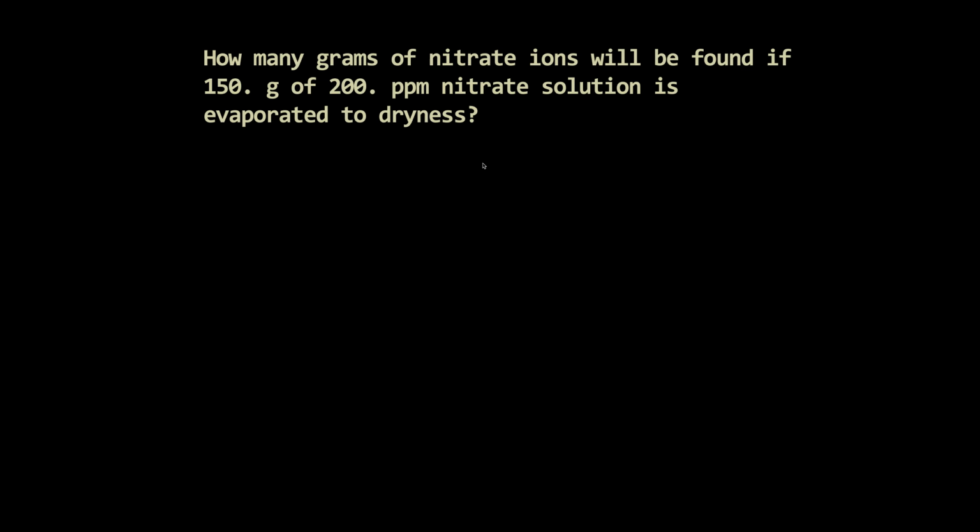Okay, so how many grams of nitrate ions will be found if you have 150? I don't like the way this is worded. It should say how many grams of a nitrate compound will be found if 150 grams of 200 parts per million of this nitrate compound solution is evaporated to dryness.